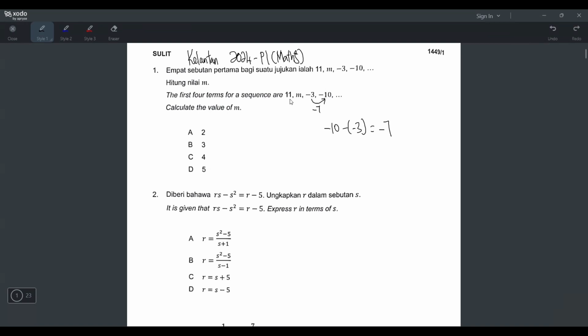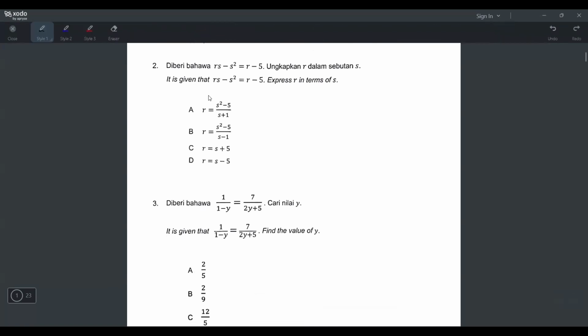But let's try taking 11 minus 7 two times and see whether I get -3. Let's press calculator. 11 minus 7 minus 7. So yeah, my calculator really gives me -3. That means the pattern here is -7 every time you move to the next number. So to get the next number, you have to take the previous number minus 7. So m is equal to 11 minus 7, which is 4. So this is how I would do it. Okay, that's all. Let's go to question number 2.